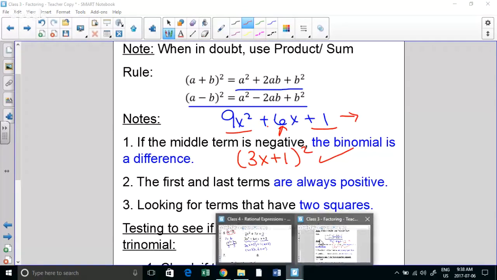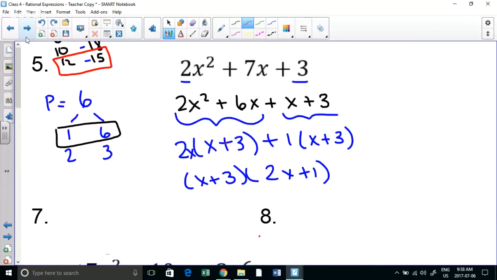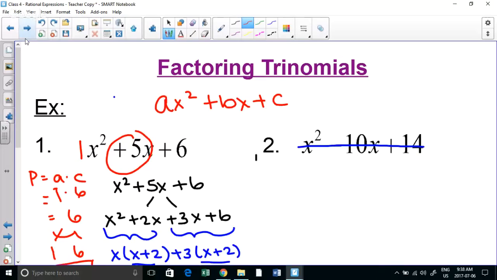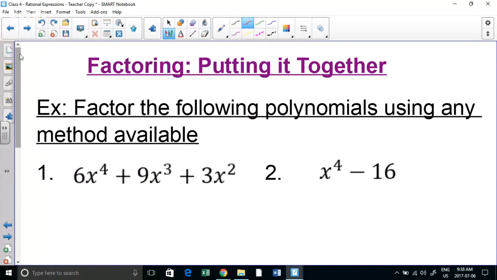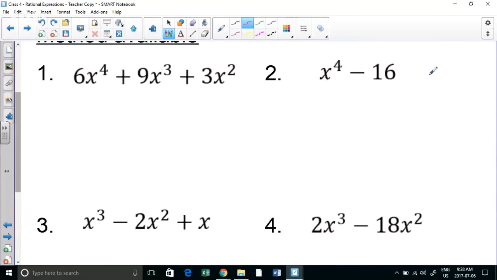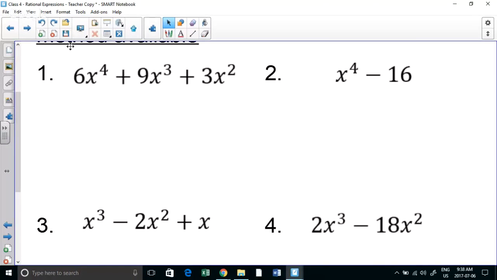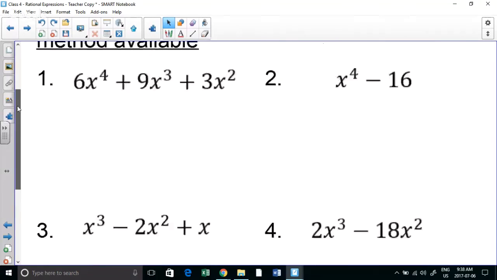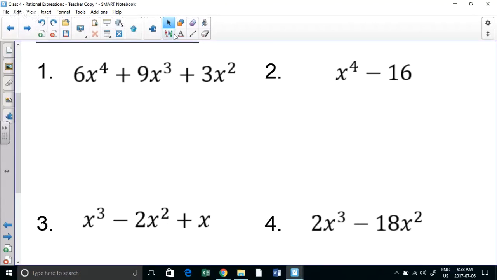All right, so let's take a quick look here. Just problems where it says, have fun, factor, figure it out. Here's number 1 and number 2, and then we'll go from there. So basically it says factor. Do what you got to do.